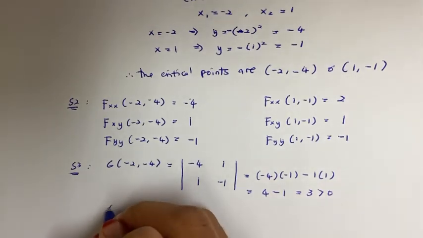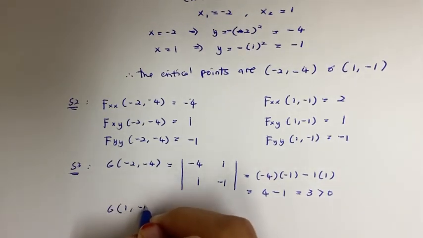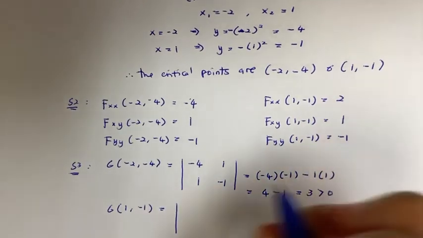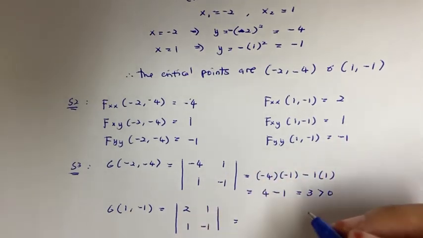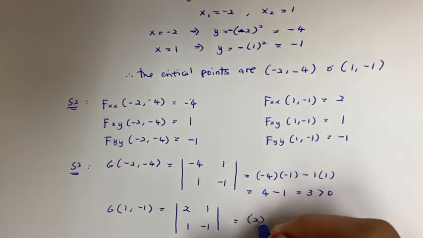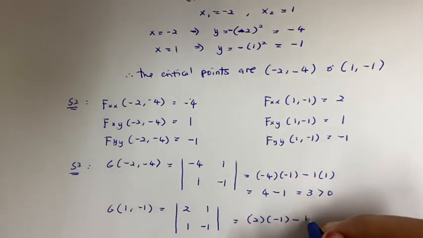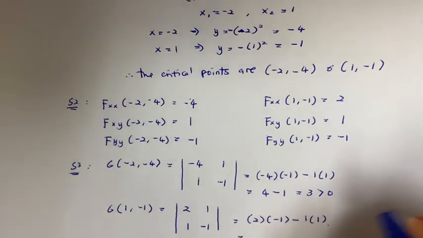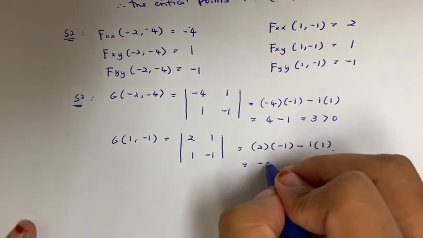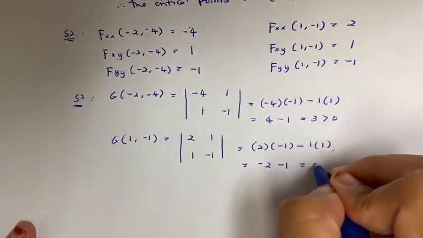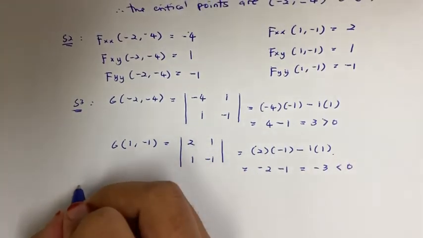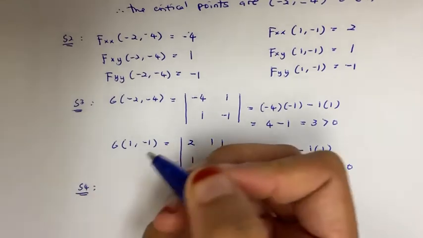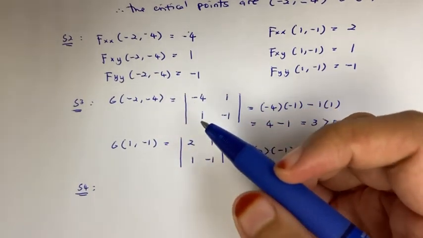Then for the second critical point, which is 1, negative 1, we have 2 over here, then 1, 1, then we have negative 1 here. For this one, we have 2 multiplied by negative 1 minus 1 multiplied by 1. So negative 2 minus 1 is negative 3, and negative 3 is less than 0. Now you have your g and fxx, so we can move to the conclusion.